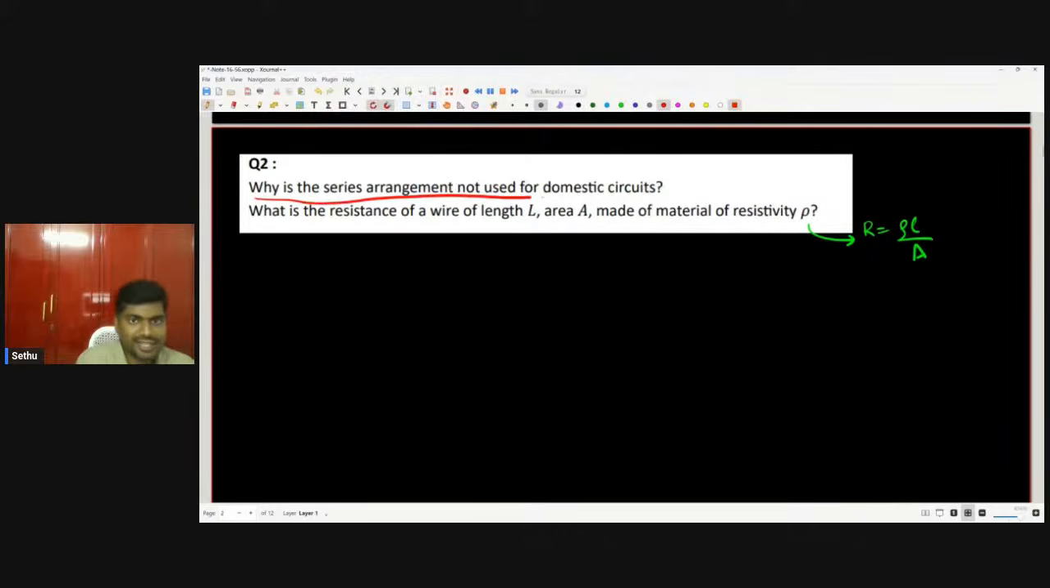Why is the series arrangement not used for domestic circuits? Think about it and give me an answer. Tell me some reasons why typically we don't use series arrangement for domestic circuits.